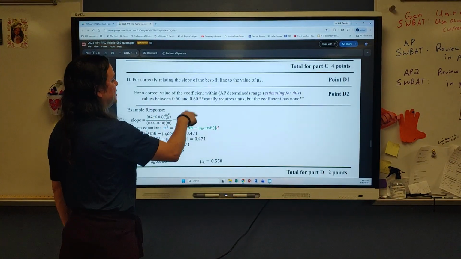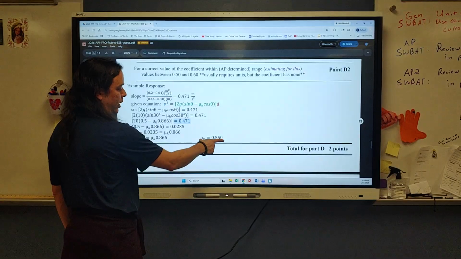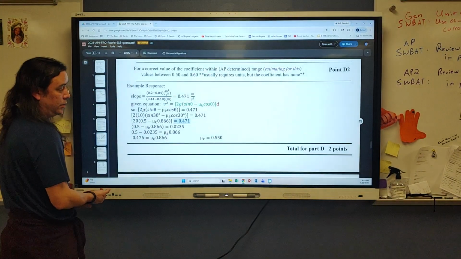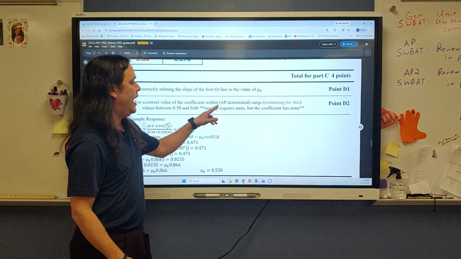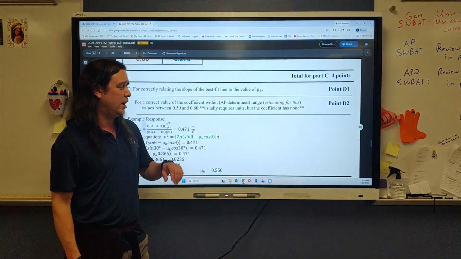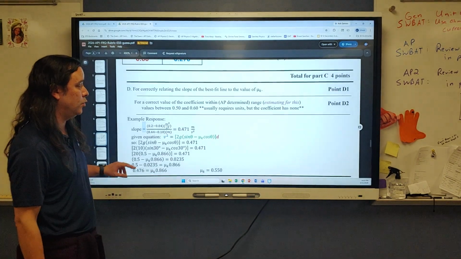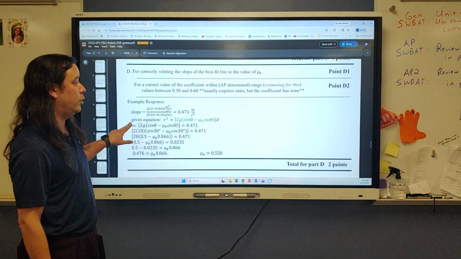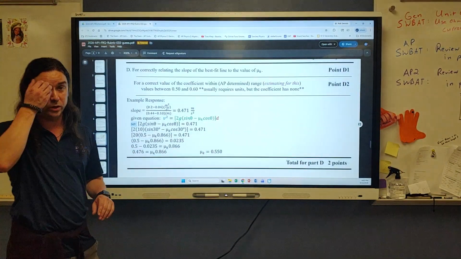And then finally, the last point is for getting a correct value. In other words, being able to finish all the math and finish it all up and getting it as 0.0550 for this, or a correct answer in a given range. AP determines the range. I do not know how they do that. I'm estimating it for this one to be between 0.5 and 0.6. This usually requires units, but the coefficient of friction has none, so there aren't any units on this one.